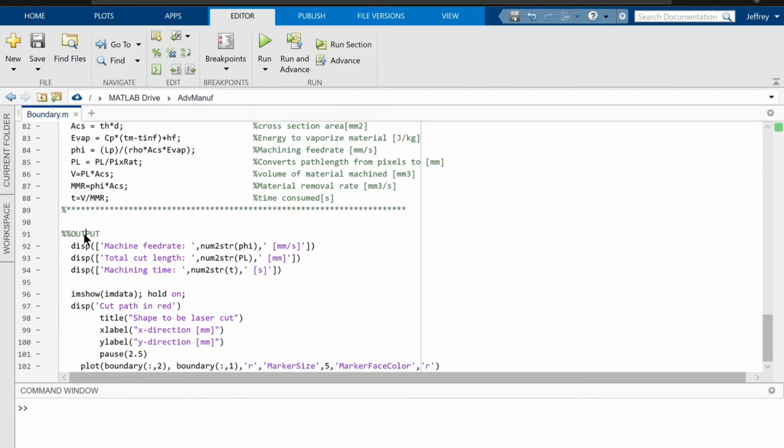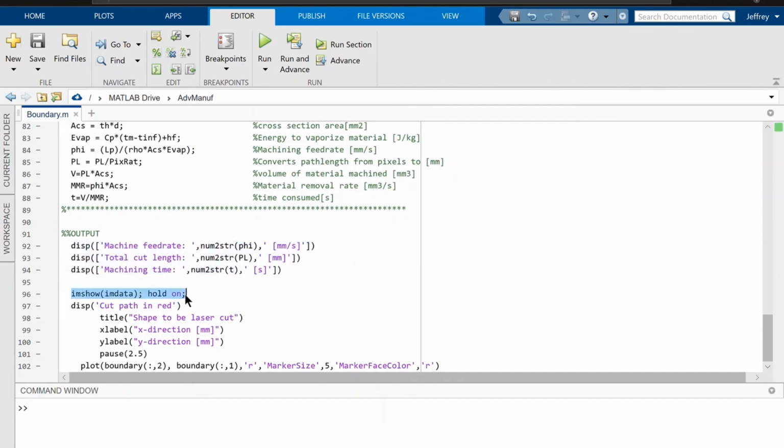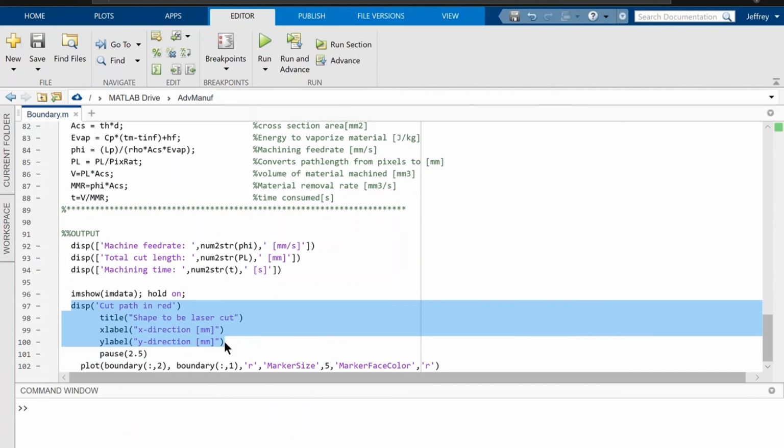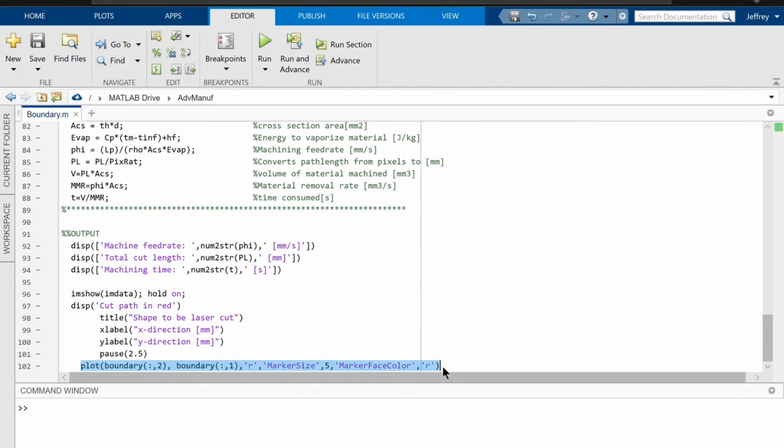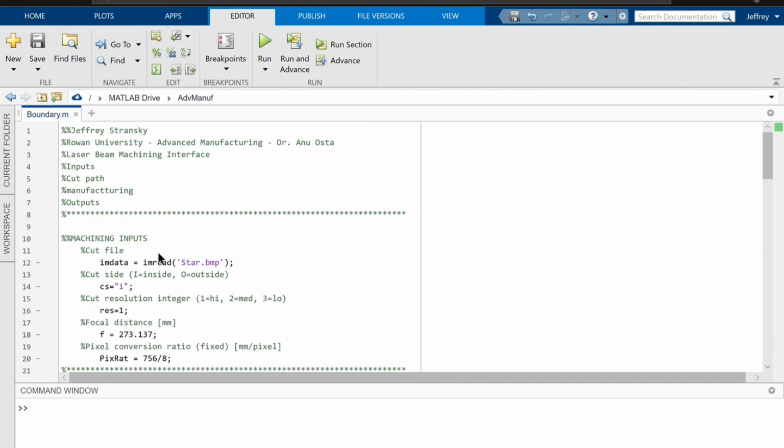In the fourth part, we display those outputs, which might be useful for optimizing machining. This command here shows the file that has been uploaded. We then put labels onto the plot, such as the axis labels and the title. Last, we put on the cut path. This will show whether we are in the interior or exterior of the cut. So the file that has been uploaded is a star, shown here.